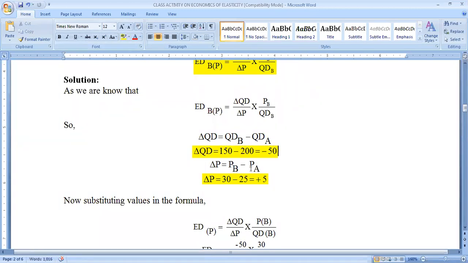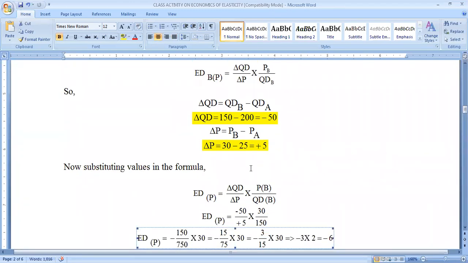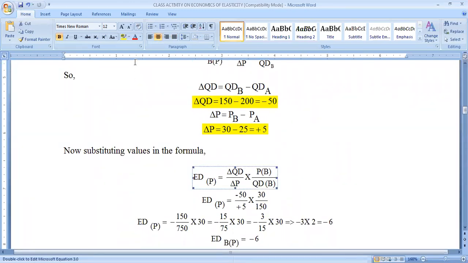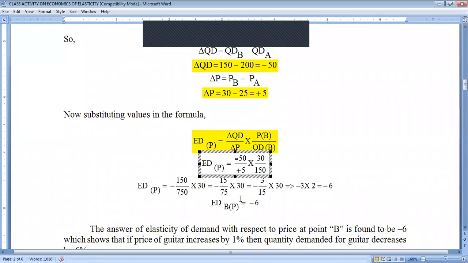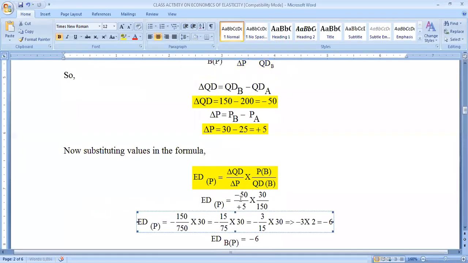Delta Q is minus 50, right? So now, substituting the values of delta QD and delta P into the formula of elasticity of demand with respect to price, this is the formula. Let us substitute the value of delta QD, it is minus 50, and delta P's value is plus 5. So minus 50 divided by plus 5, multiplied by the price of guitar at point B, which is 30, and the quantity demanded at point B, which is 150.